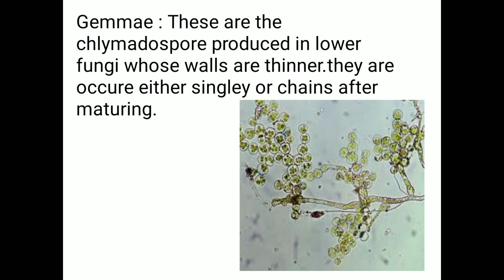The last one is Jimmy. So what does Jimmy mean? These are the chlamydospores produced in lower fungi whose walls are thinner. They occur either singly or in a chain after maturity. Jimmy is a modification of fungus, but it looks like a circular and thick structure, as mentioned in the diagram, and all the chlamydospores are attached together. After maturity, the chlamydospores are released or detached from each other, and each chlamydospore germinates individually. Such a structure is called Jimmy.